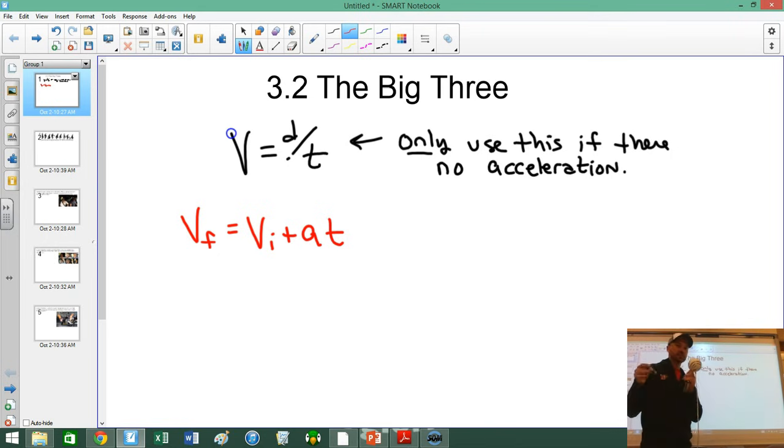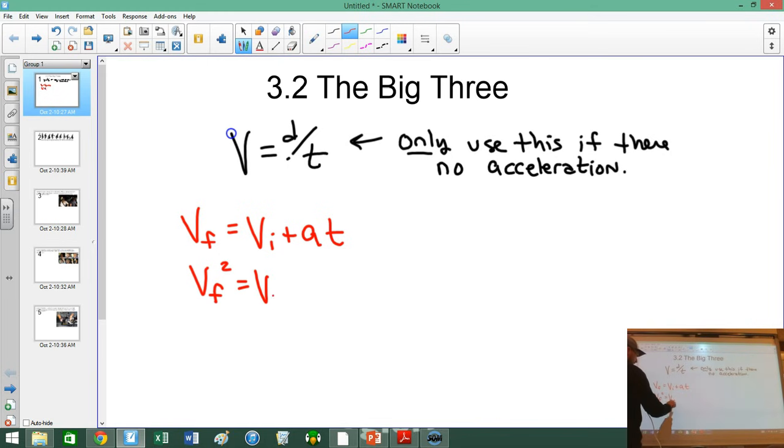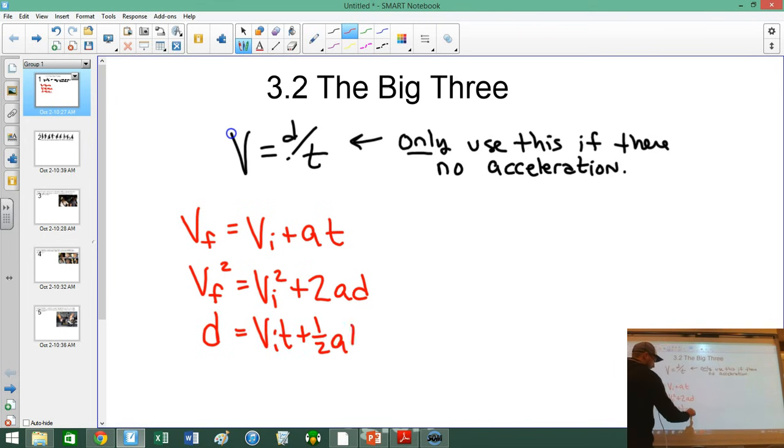I leave out all the Greek symbols and things like that just to simplify it. The second of the big three is this. VF squared equals VI squared plus 2AD. The A stands for acceleration, and the D in this one stands for displacement. Our third equation, D equals VIT plus 1/2 AT squared. D, displacement, T, and time.